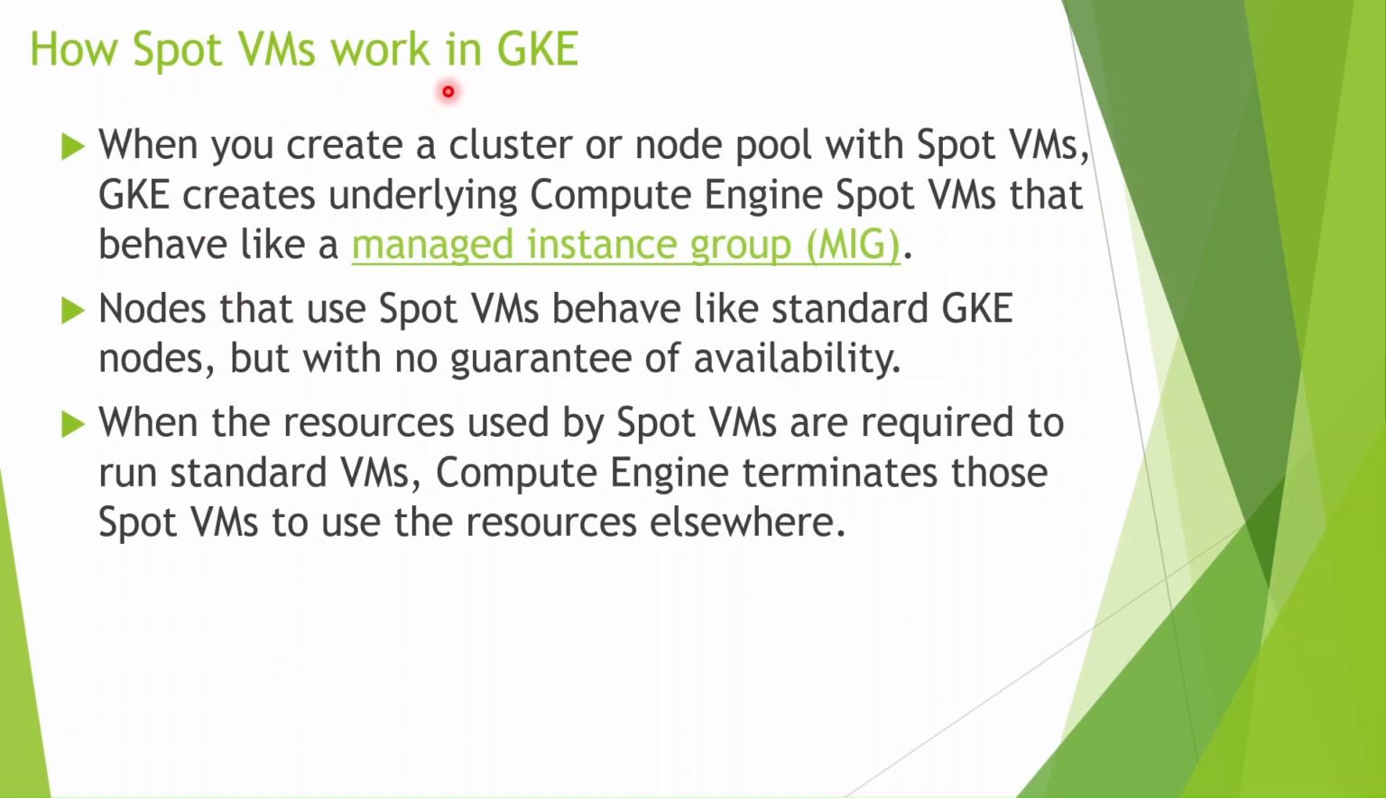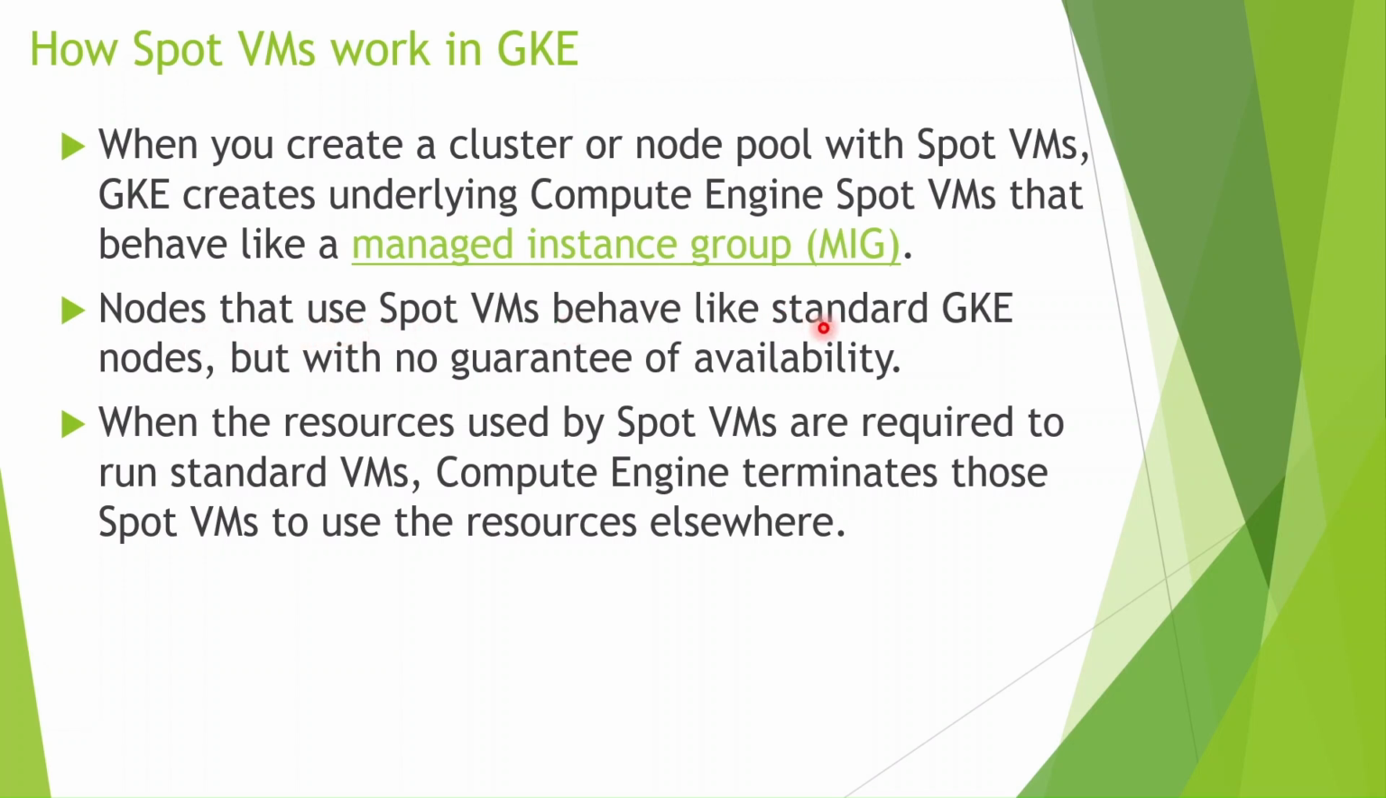Now let's see how Spot VMs work in GKE. When you create a cluster or a node pool with Spot VMs, GKE creates underlying Compute Engine Spot VMs that behave like a MIG, a managed instance group. Suppose you have mentioned you want three nodes in a node pool, so it will create a MIG with three nodes. Suppose Google reclaims its resource for one VM, so it will be stopped or deleted, and your MIG will keep trying to create that VM back until the capacity is back. Once capacity is there, it will recreate your VM. Until capacity is there, it keeps on trying. So this is how Spot VMs work in GKE.